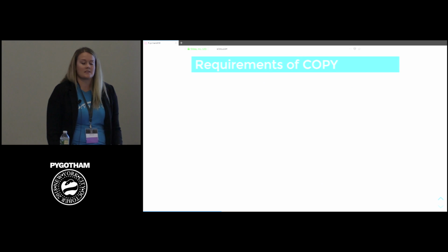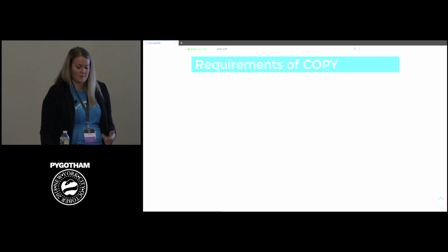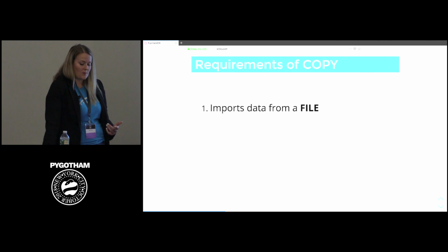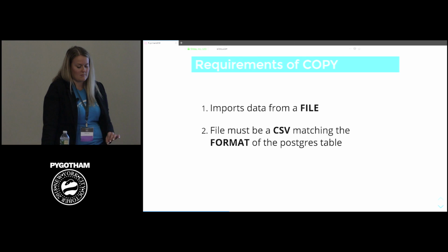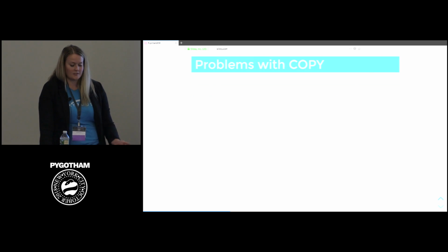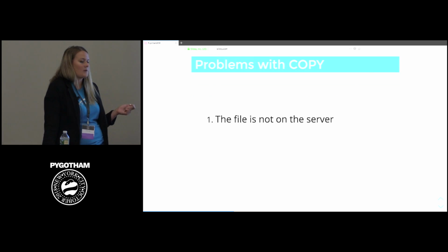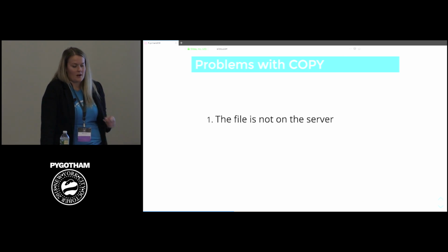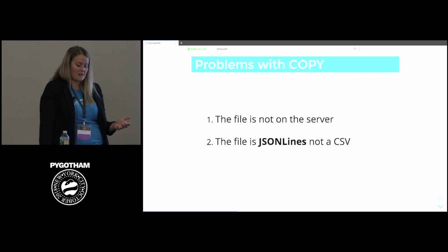OK. So what are our requirements? Let's assume we're going to use copy from here on out. So we know we need to import data from a file, and that file must be a CSV that matches the format of the Postgres table. Are there any issues with this for our use case? Well, we don't actually have the file. We're going to invoke this command from our API server. But remember, our file is on S3. So that's our first issue. Our second issue is the file is JSON Lines. It's not in a CSV format, and it's definitely not in the format that matches the table.